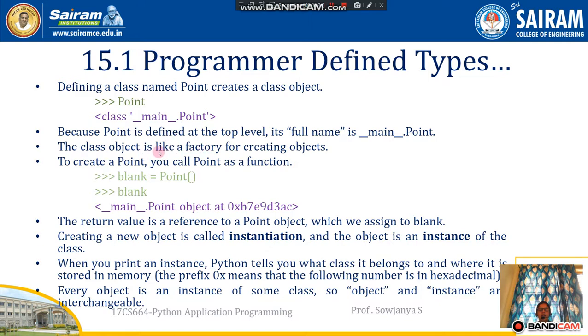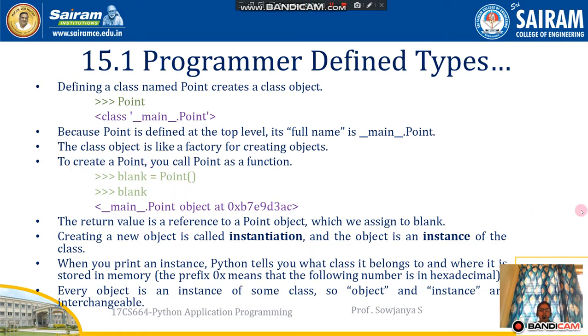Okay, so the class object is like a factory for creating objects. If you want to create a point, you can call Point as a function. For example, blank = Point(). So what does it do? Point returns a reference to a Point object, which will be assigned to the variable blank.